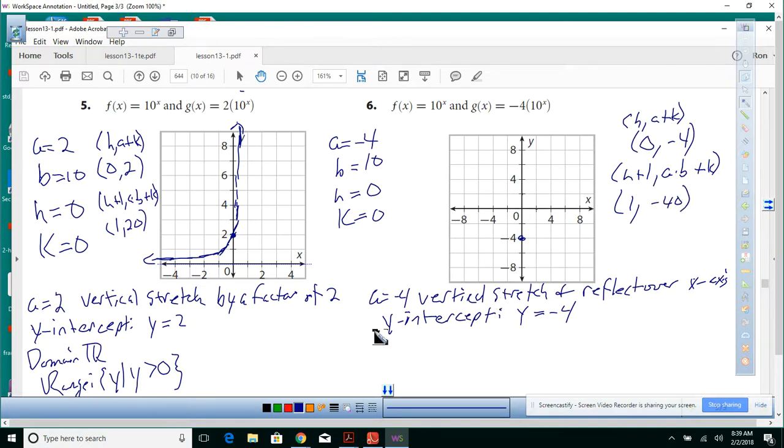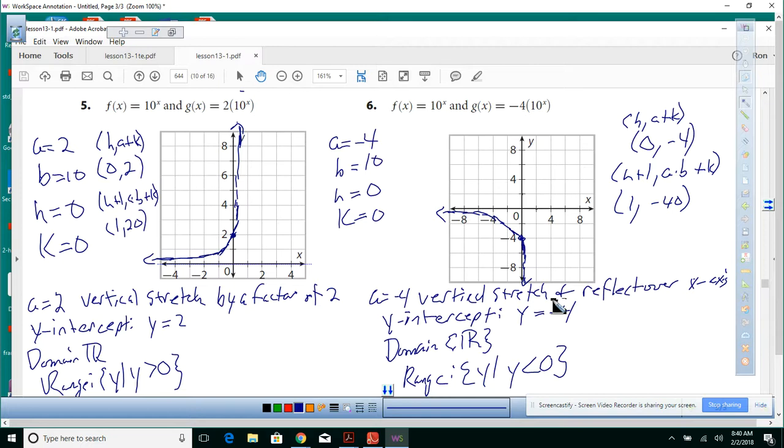All right, so our domain is going to be all real numbers, and our range is going to be y such that y, a is negative, so it's going to be less than, and then k is 0. So it's going to look something like this right here.